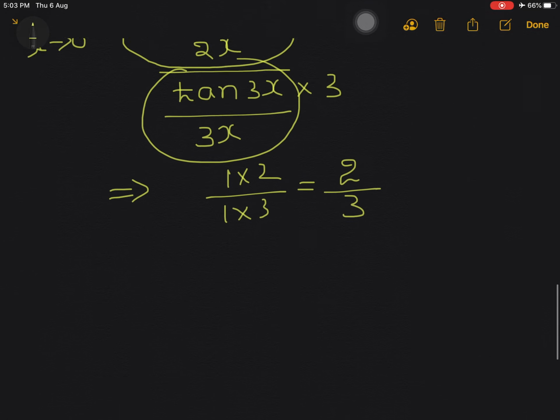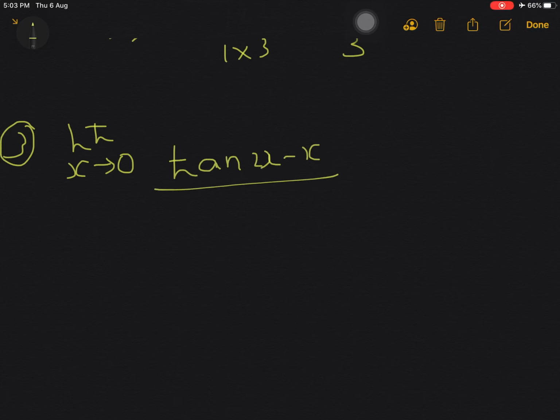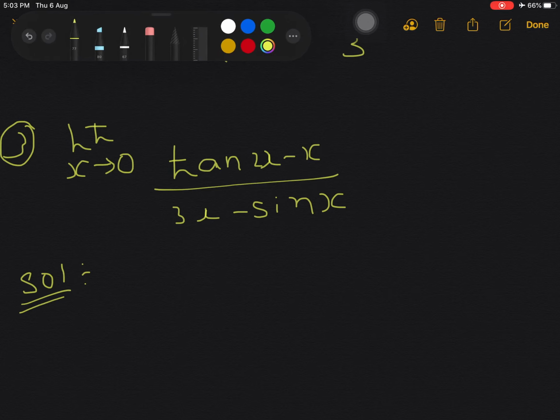The next question in front of us is limit x tending to 0 of tan of 2x minus x by 3x minus sin x. Here we have to solve this.